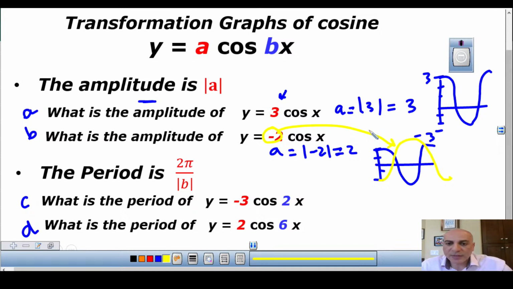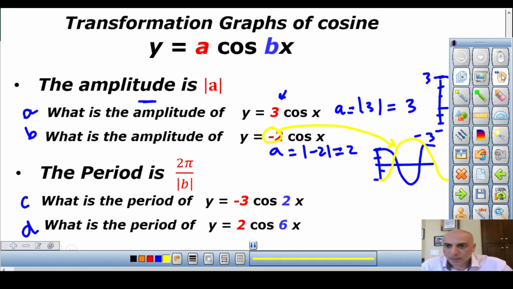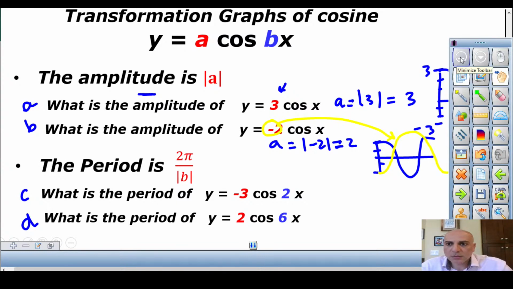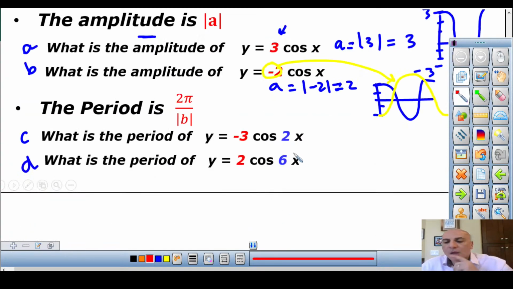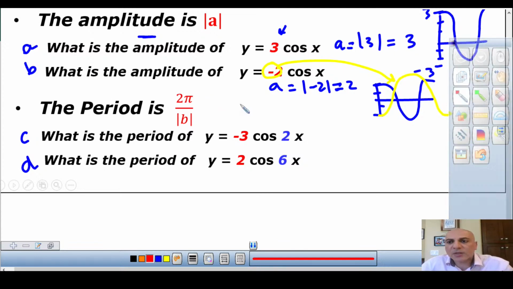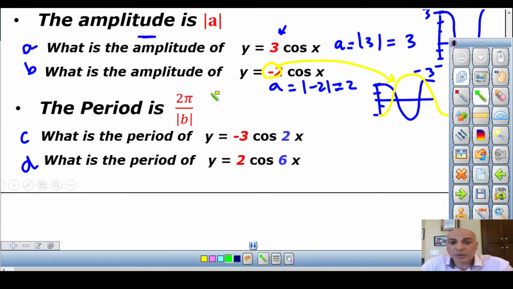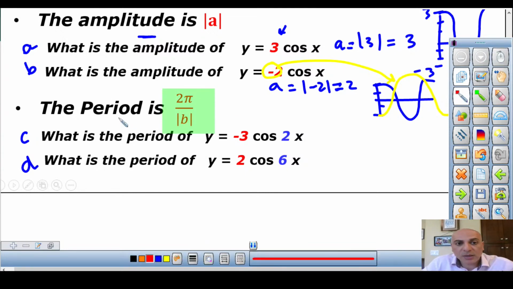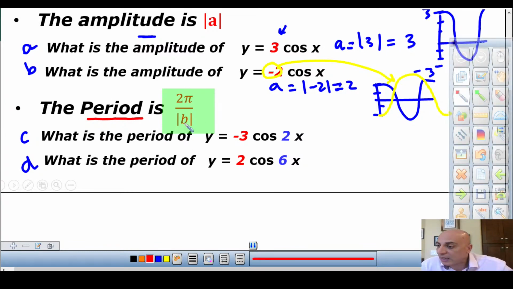All right. Moving down. What about the period? Can you identify the period for these functions? Well, let's take a look. It says identify the period, and I need to highlight this for you because it is important. If you're taking notes, make sure you put this down. The period for the cosine and the sine functions is 2 pi divided by the absolute value of b. So make sure you have that formula down.